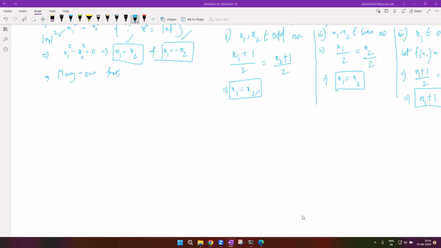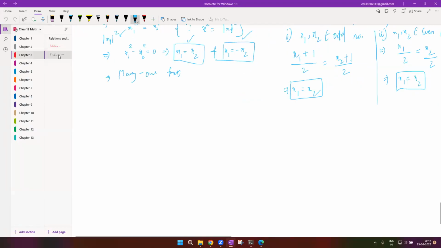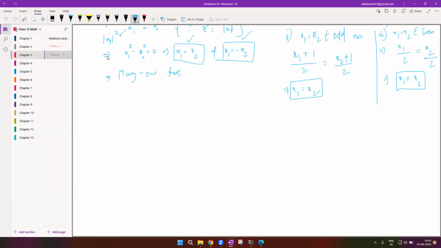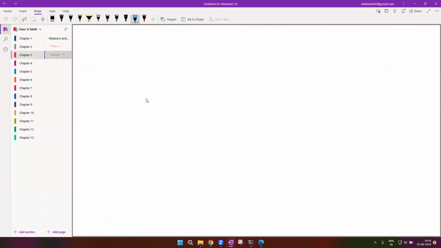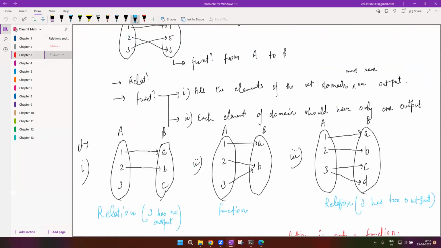But now the question will be only for 4 marks, and you will only check whether the function is many-one or 1-1, using the x1 x2 rule. And the second thing is you will check whether the given function is onto or into.